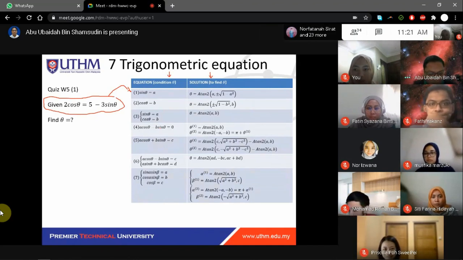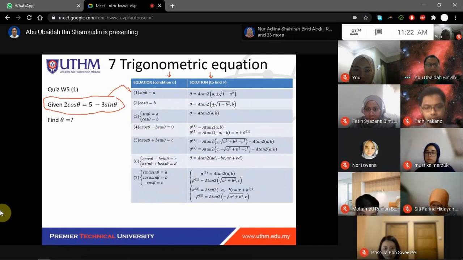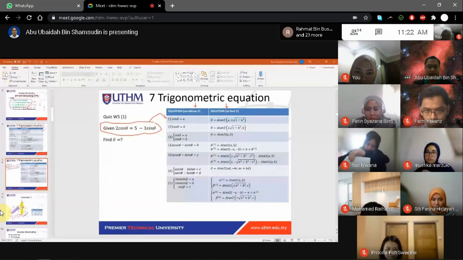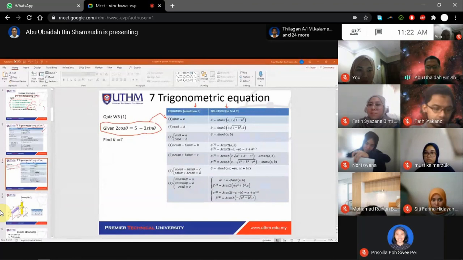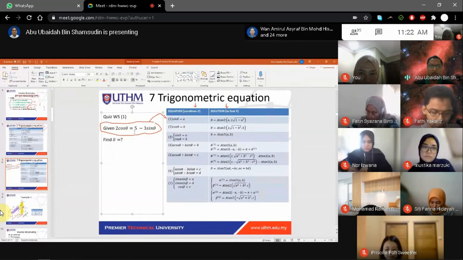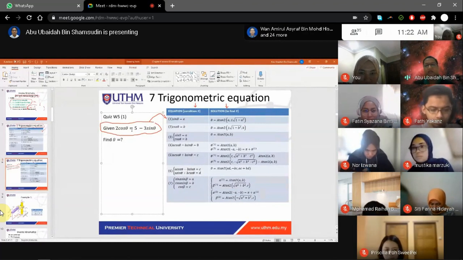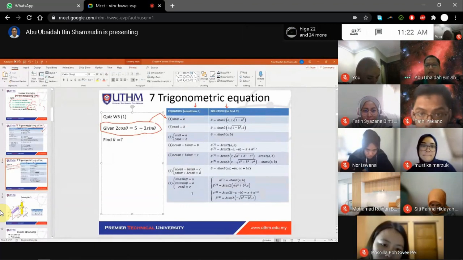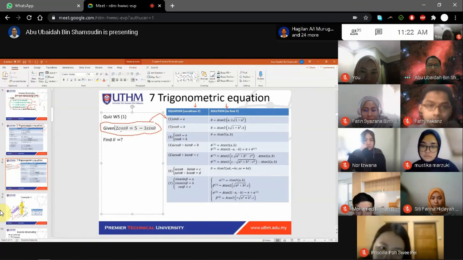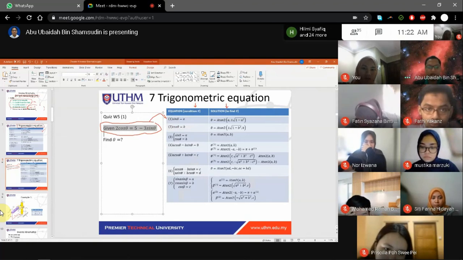Ataupun ada siapa-siapa nak jawab? Ada orang baru ni. Okay, Assalamualaikum Ahmad. So we are doing our first quiz. So we are trying to solve this equation here. Given 2 cos theta equals to 5 minus 3 sin theta, what is the equation on the left and what is the solution? So first we are trying to find what part of the equation, either 1, 2, 3 or 5, it is the same with the given 2 cos theta 5 minus 3 sin theta. Okay, please try this.